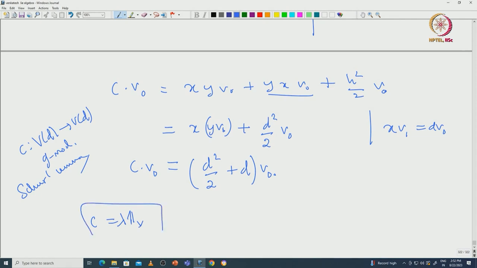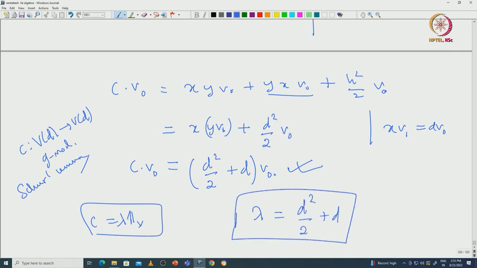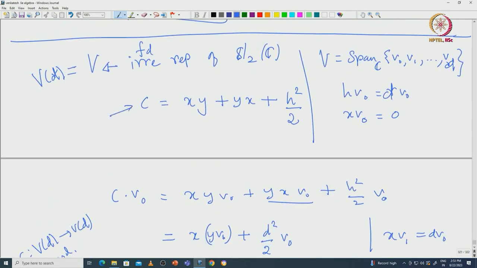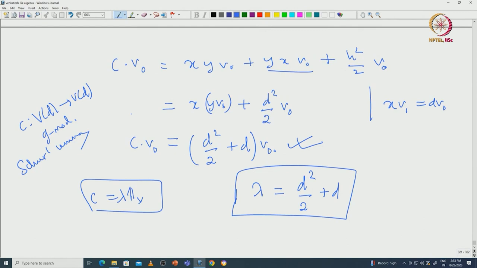Okay. So in particular, if you are interested in calculating what this lambda is, you can calculate it from this equation. So what will be lambda? Lambda will be exactly d squared by 2 plus d. So that is the lambda. So basically our calculation tells that this Casimir element acts very specifically on this given d plus 1 dimensional irreducible representation, by exactly d plus d squared by 2.